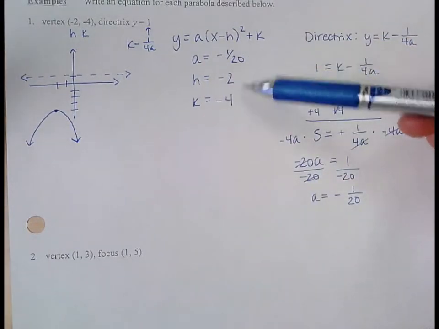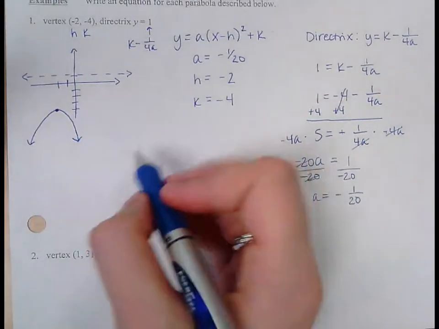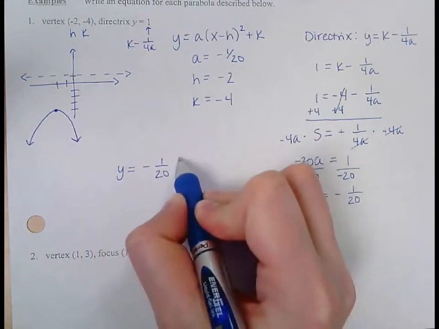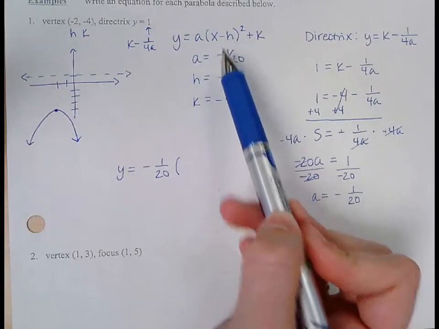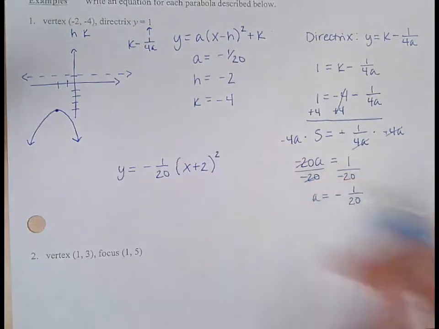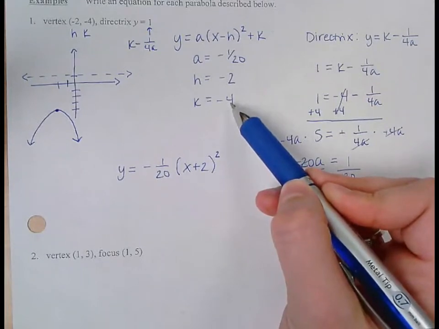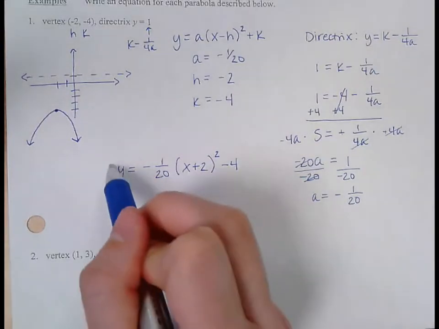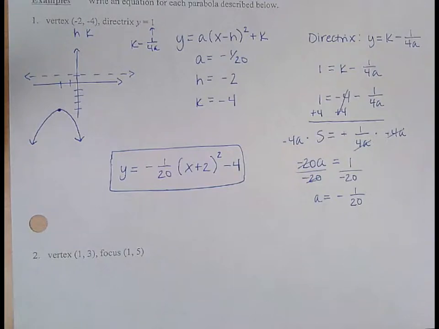And once you have a, h, and k, you just substitute them into your standard form to get your equation for your parabola. So this parabola has the equation y equals negative 1/20 times the quantity x minus negative 2, since h is negative 2, that'll be x plus 2, quantity squared. And then I have plus k, which is negative 4. So I could write plus negative 4 or just put minus 4. And that is the equation of the parabola.